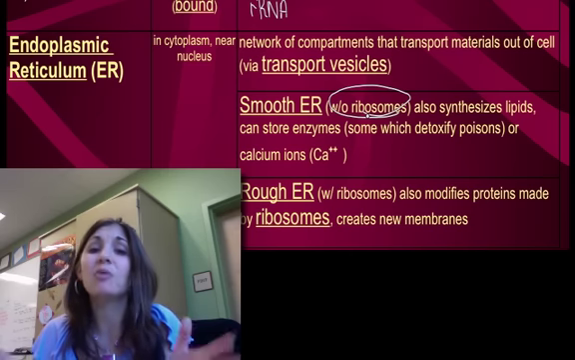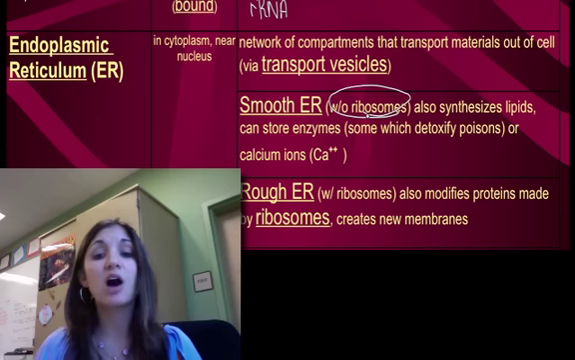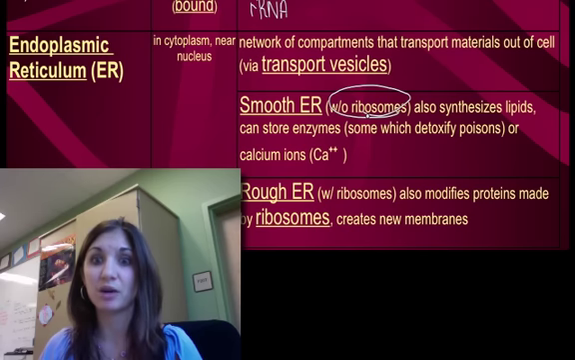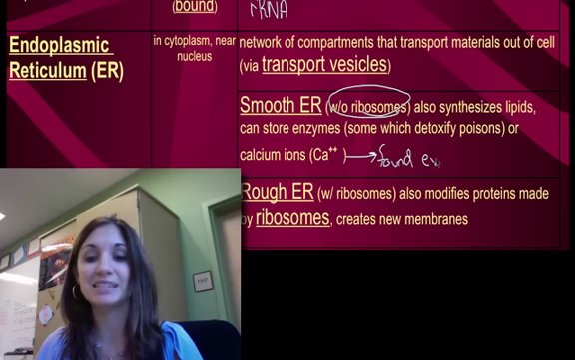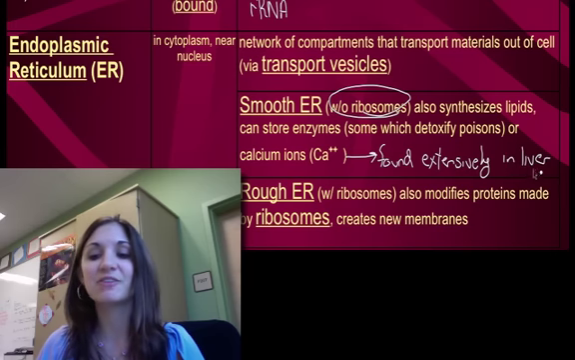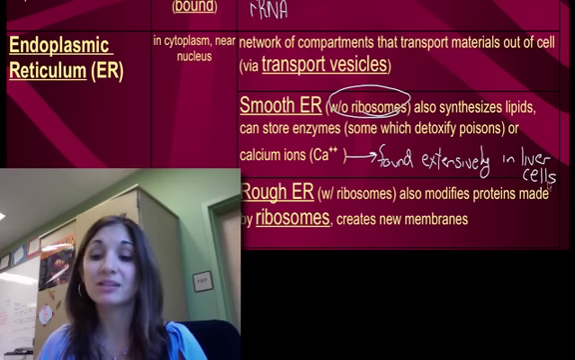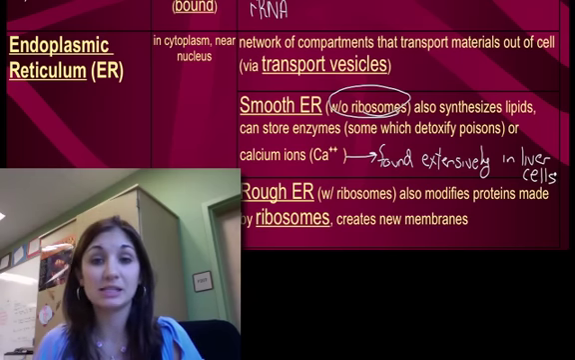So what's the point? Well, the smooth ER is involved in the synthesis of lipids. It's also really important in detoxifying poisons. So we find a lot of smooth ER in liver cells. It's found extensively in liver cells because it's these liver cells, it's the liver itself and the tissue that are responsible for detoxifying so many of these poisons.